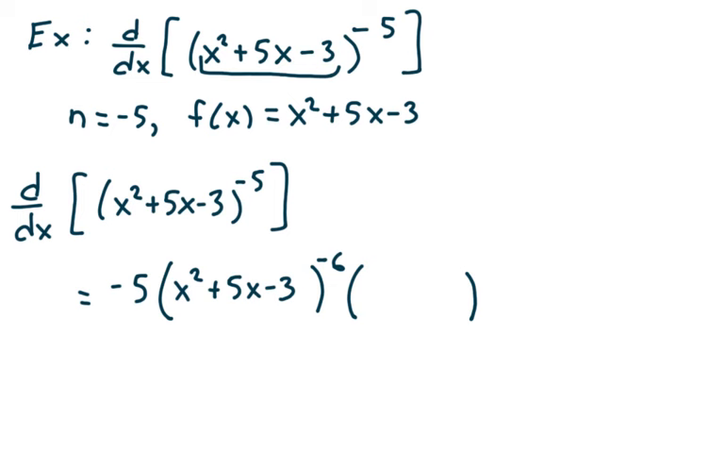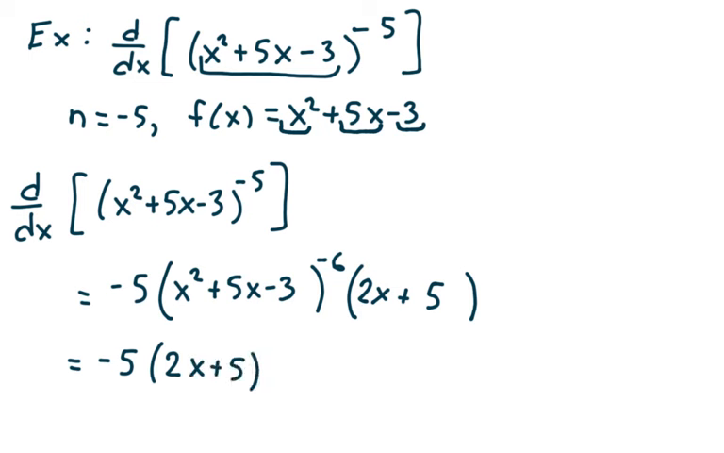Now, let's take a look at f prime of x. The derivative of x squared is 2x, right? The derivative of 5x is 5. And so I'm going to say plus 5. The derivative of any constant is 0. And so I'm done. Now, if I simplify further, I get negative 5 times 2x plus 5 times x squared plus 5x minus 3 to the negative 6.